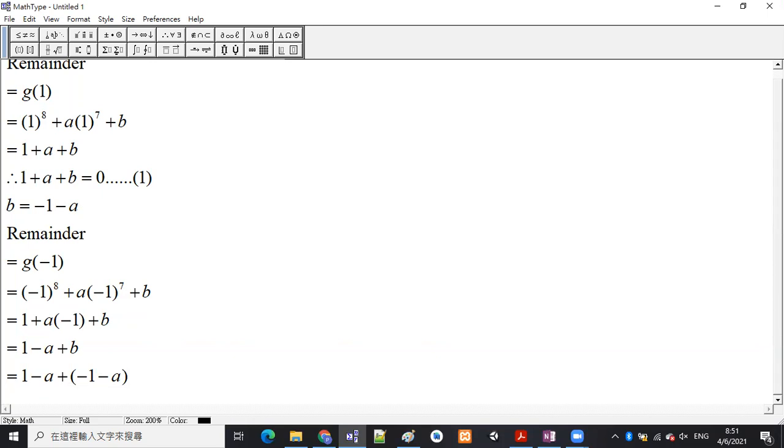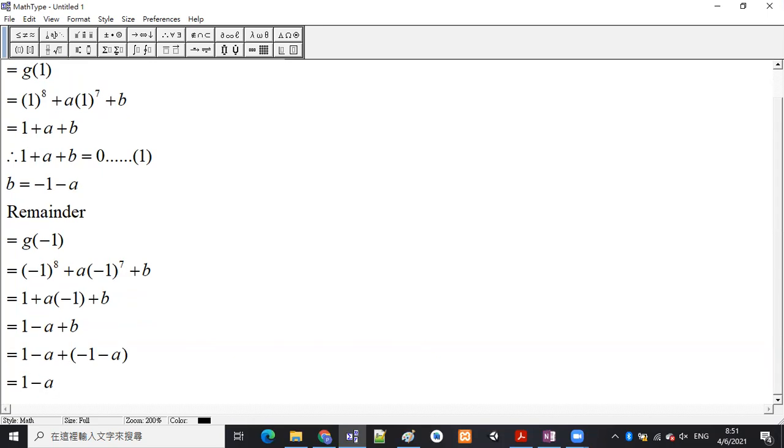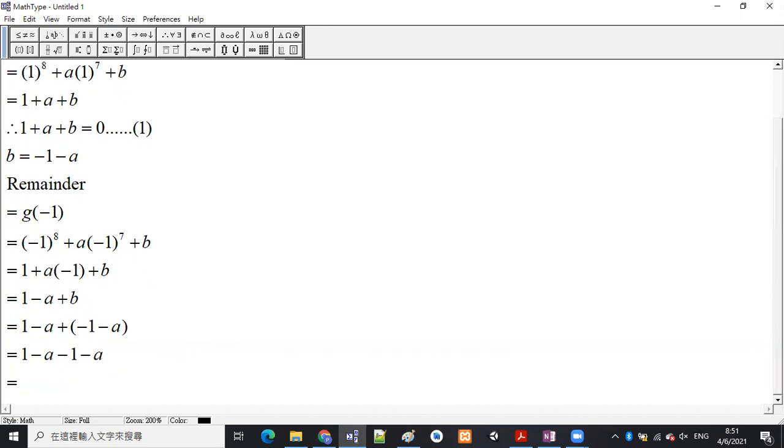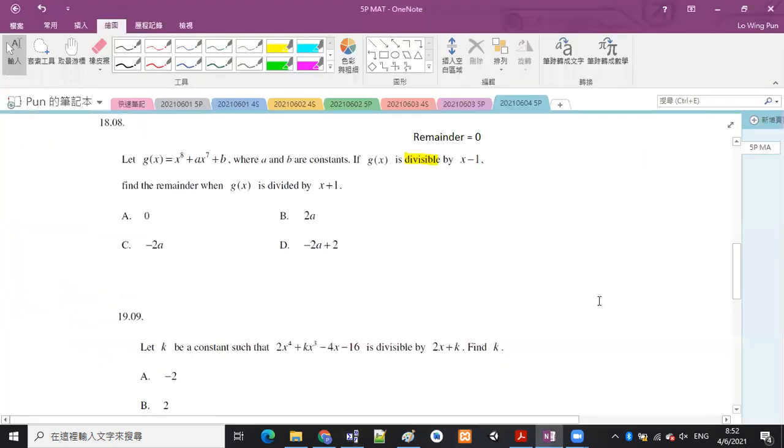Okay, and then removing the bracket is 1 minus A minus 1 minus A. 1 minus 1 will be cancelled by each other. So what is remaining is just -A minus A. So the answer should be -2A. Are you correct?